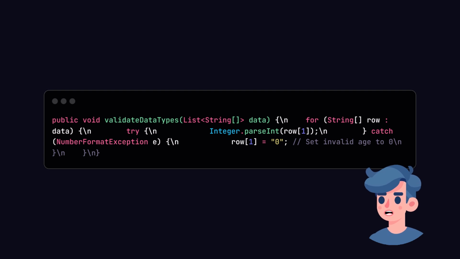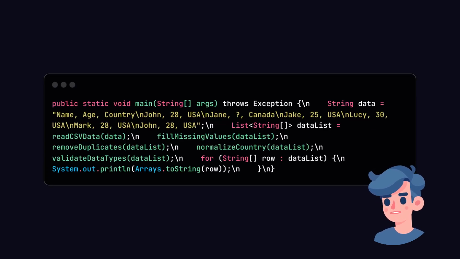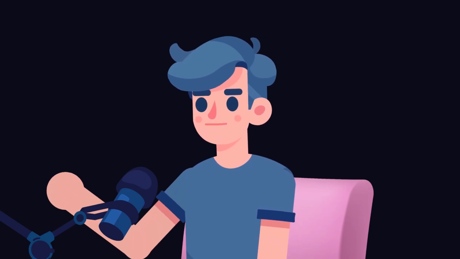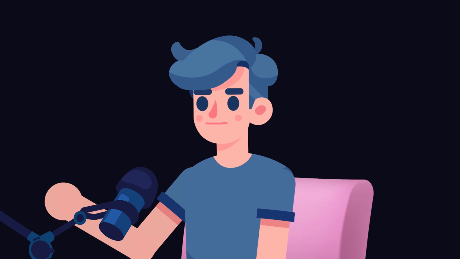Another important aspect is to validate data types. In our case, we should ensure that the age field contains valid integers. In this validate data types method, we loop through each row and use a try-catch block to check if the age is a valid integer. Any invalid age will be replaced with 0. After executing this code, we'll see how invalid age entries are replaced by 0, providing us with a dataset with appropriately typed values.